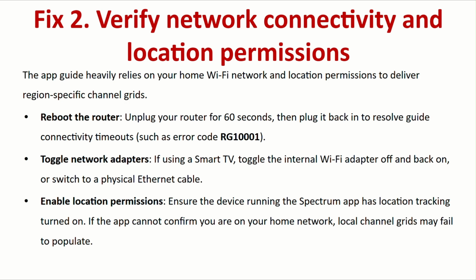Next is to toggle network adapters. If using a smart TV, toggle the internal Wi-Fi adapter off and then back on, or switch to a physical Ethernet cable. Next, enable location permissions. Ensure the device running the Spectrum app has location tracking turned on. If the app cannot confirm you are on your home network, local channel grids may fail to populate.